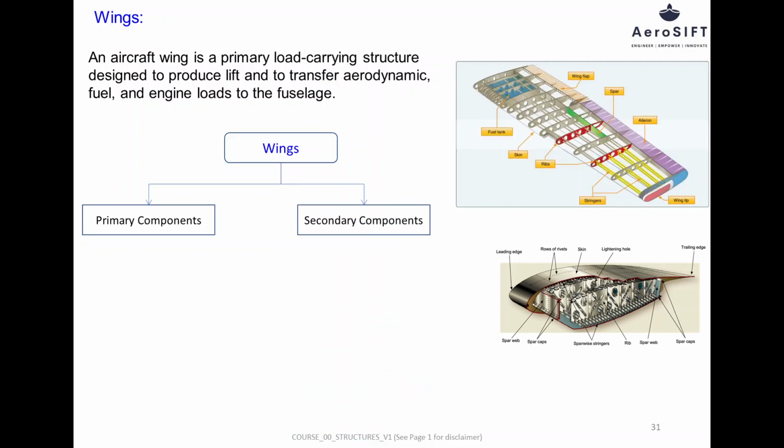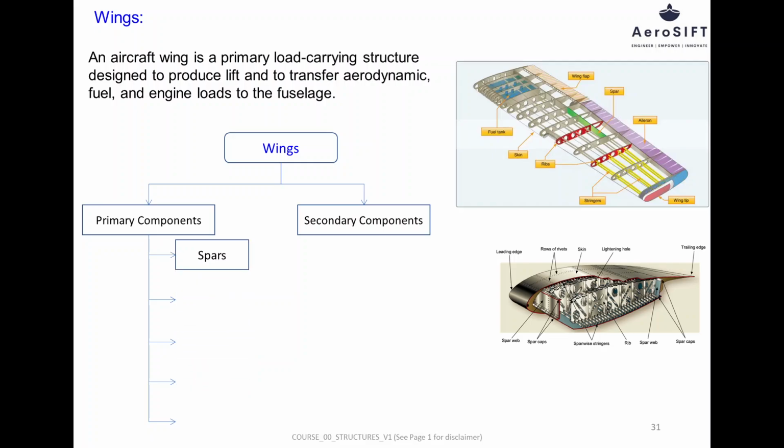Secondary components of the wing support the primary structure and carry localized or auxiliary loads, but they are not the main load-bearing members. Failure of a secondary component does not immediately result in structural collapse, although it may affect aircraft control, performance, or operability. These components are designed to meet functional and operational requirements rather than primary strength criteria.